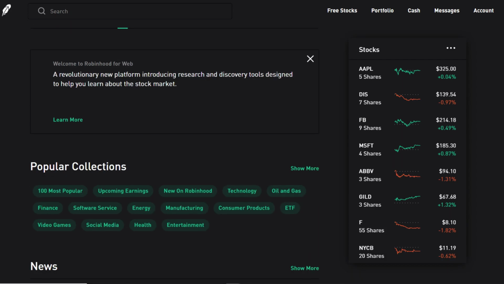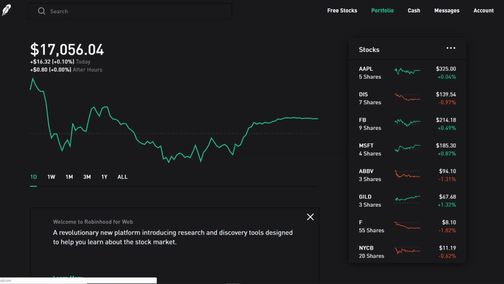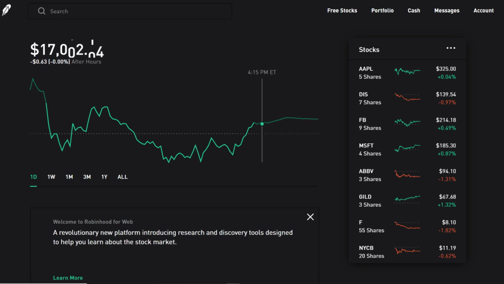So that's really it for your homepage. I think it's a very interesting little homepage. What else does this thing have to offer? Well, obviously, you click on your portfolio. It'll bring you back to your homepage again as well. You see this tab for cash.